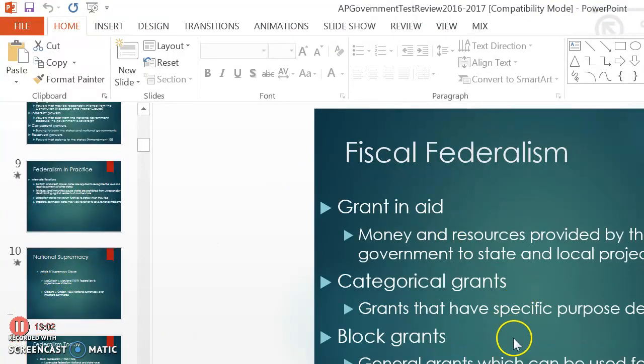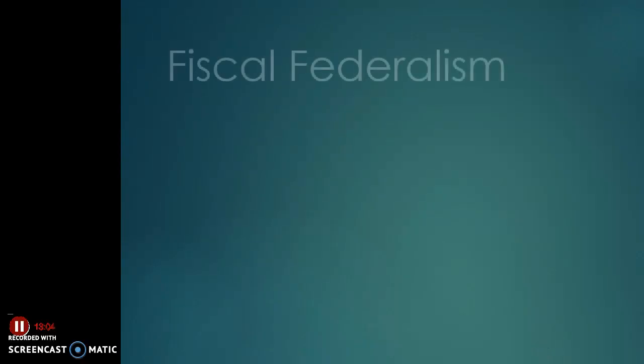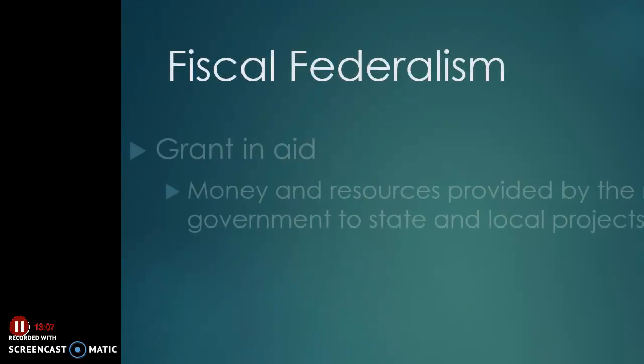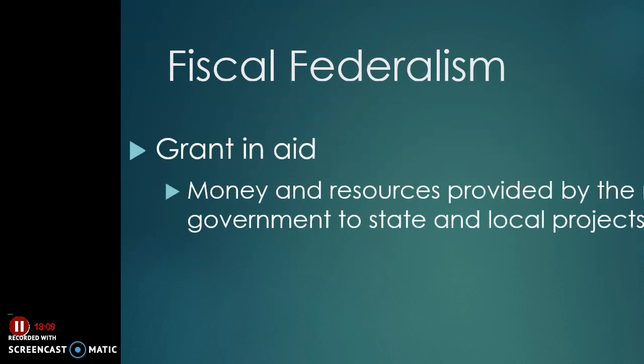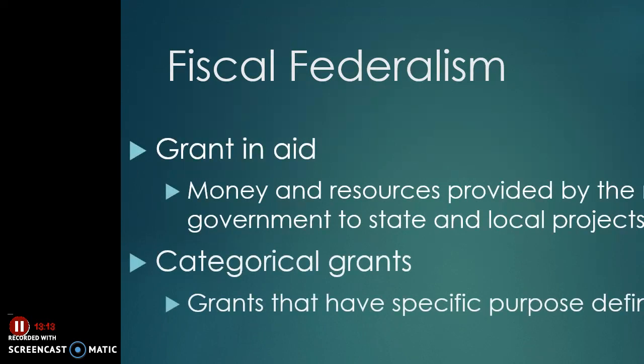It's like grants and aids. We want to take a look at this. And so with fiscal federalism, we have grants and aid. Make sure you understand the different types of grants. You have your categorical grants. These are grants that are given to states from the federal government, but they have a specific purpose. And the states must adhere to those guidelines that are established in the categorical grant.